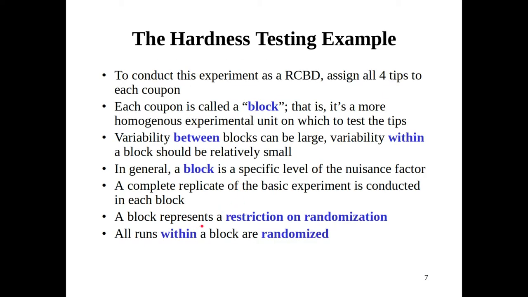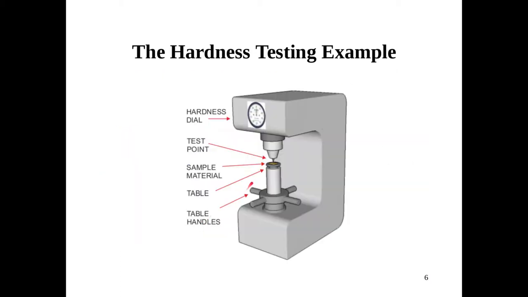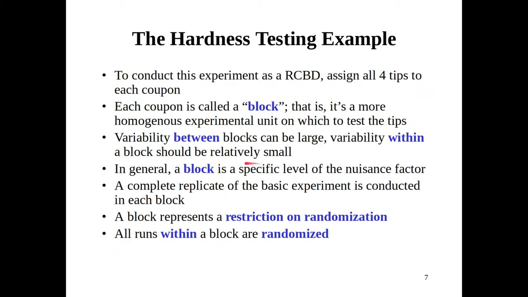A block represents a restriction on randomization, and all runs within a block are randomized. So when you are using four tips on this block or one test coupon, we have to make sure that we are randomly assigning the order in which we are going to test each tip on the coupon. That order should be random. In everything that we do in design of experiments, we always try to randomize the sequence of experiments. So all runs within a block are randomized.